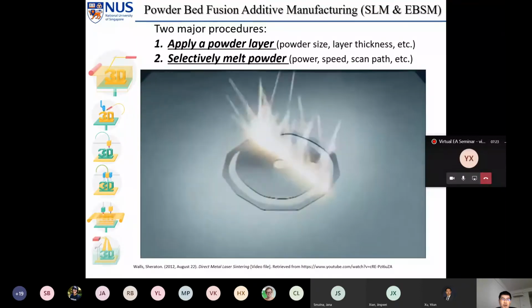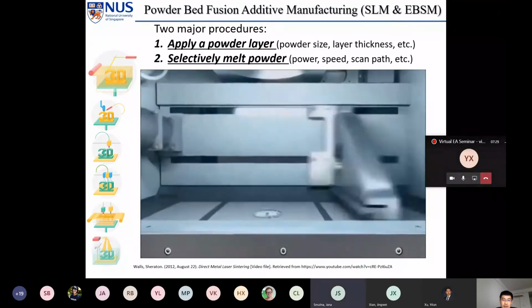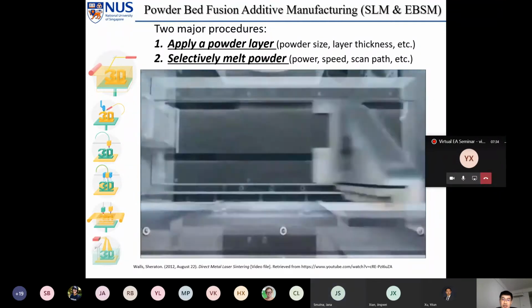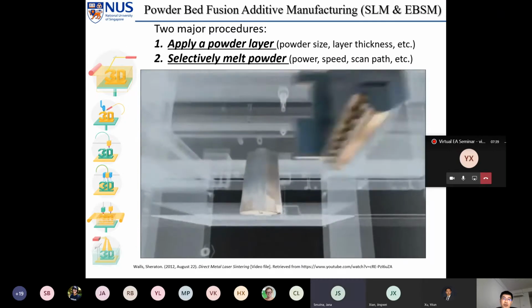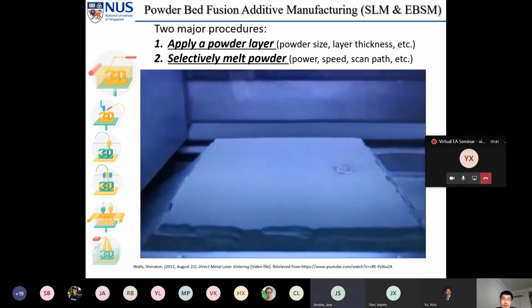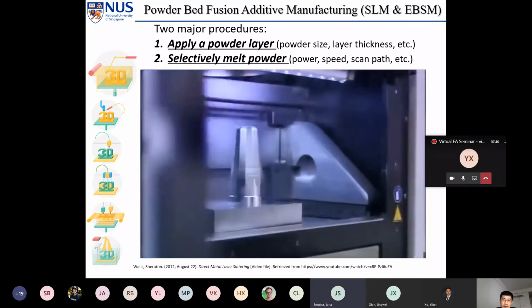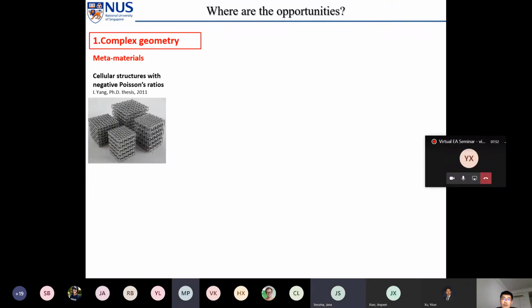Okay, so most of you should know powder bed fusion additive manufacturing. The basic idea is simple. Two major procedures: one is to apply a powder layer, and the second is to selectively melt the powder. We repeat this process layer by layer, then we can get complex geometry, right? And for the advantages, or the opportunities, you are very familiar with them. First is very complex geometries, like cellular structures.